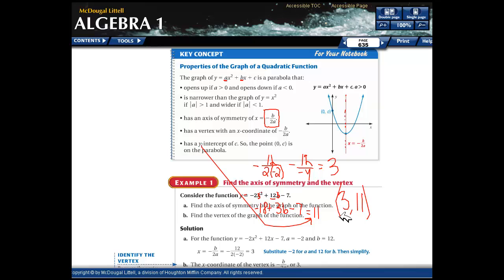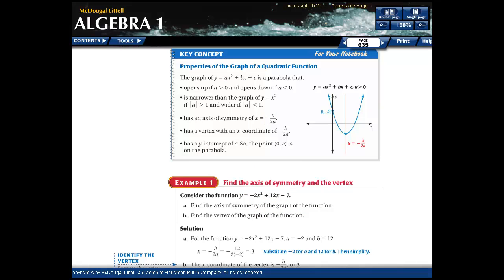So first find the axis of symmetry using your newfound friend right here. Once you find your axis of symmetry and you can find your x value, plug it into your function and get your corresponding y value. So let's see what we can come up with.